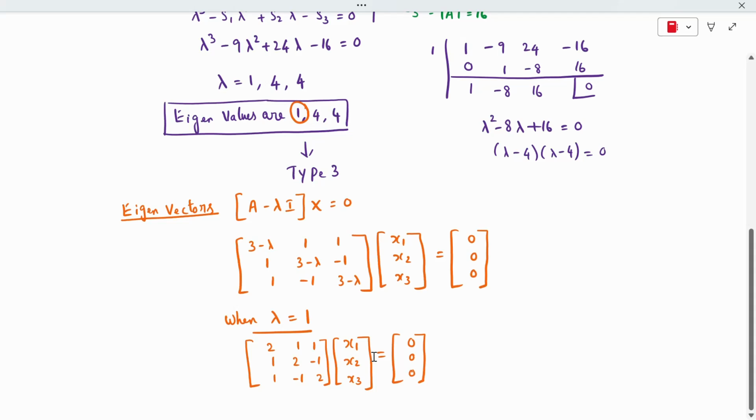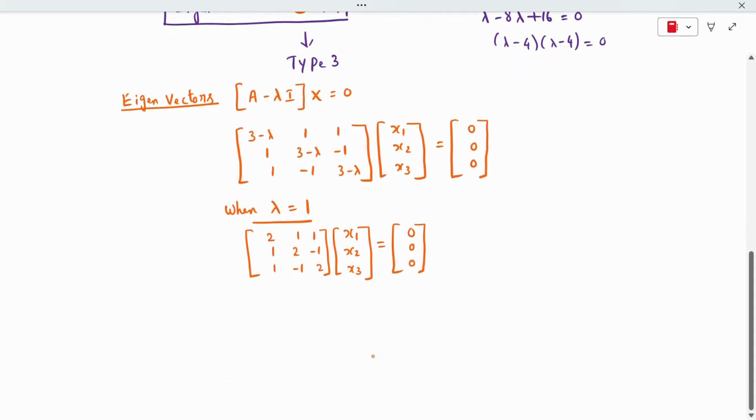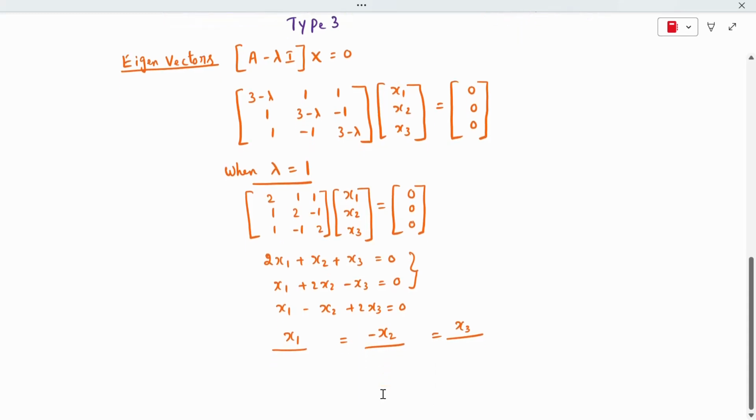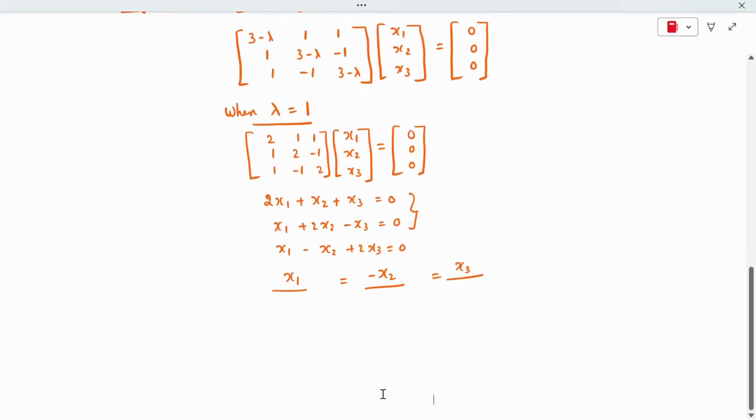So write the equations first. All three you can write, but take only two. First equation: 2x1 plus x2 plus x3 equal to 0. Second equation: x1 plus 2x2 minus x3 equal to 0. Third equation: x1 minus x2 plus 2x3 equal to 0. So I am going to take the first two equations. It is not always the first two; any two equations will do. You will get the same answer, only in multiples. So now I have taken them, now cross check.